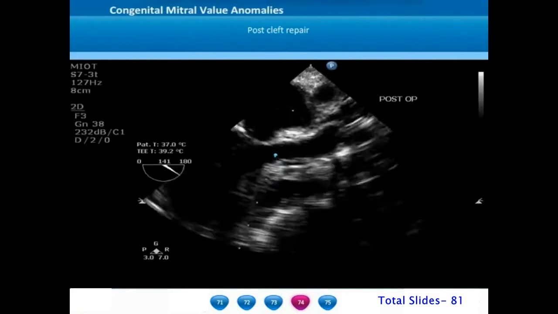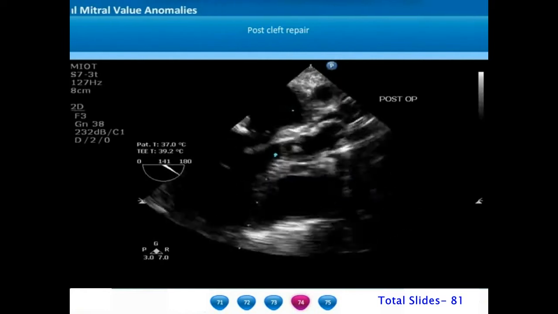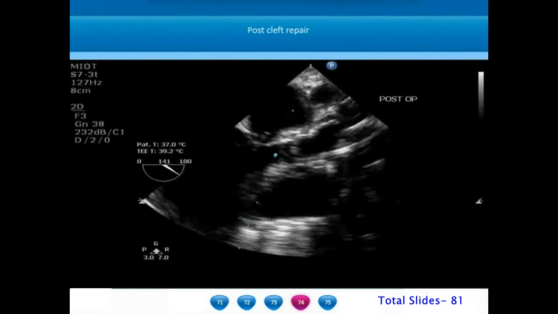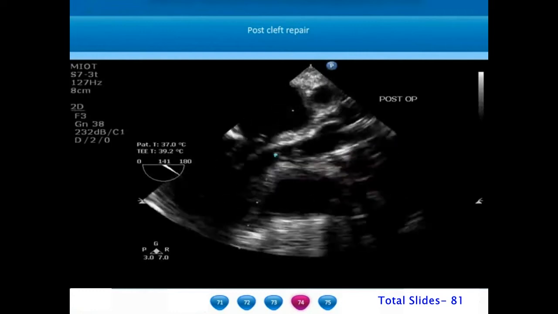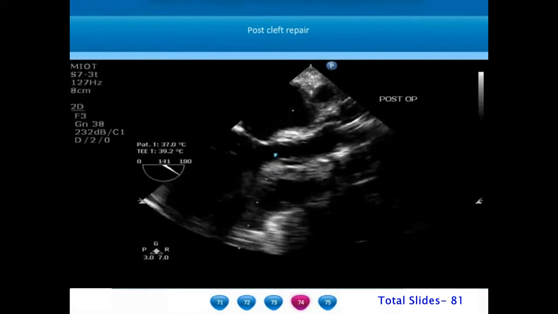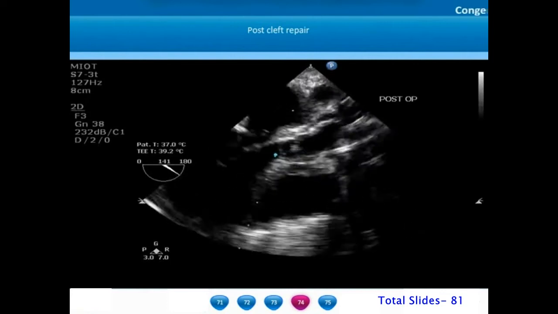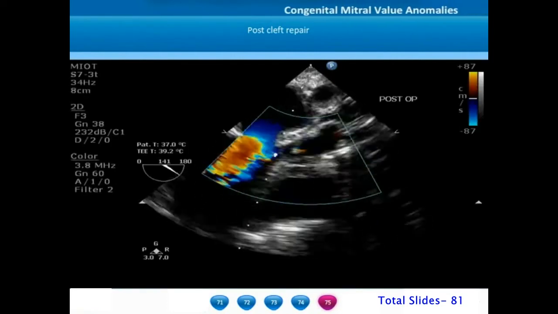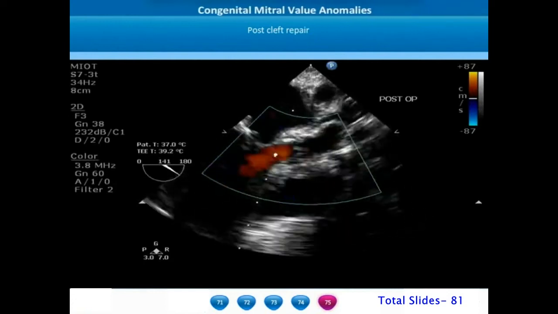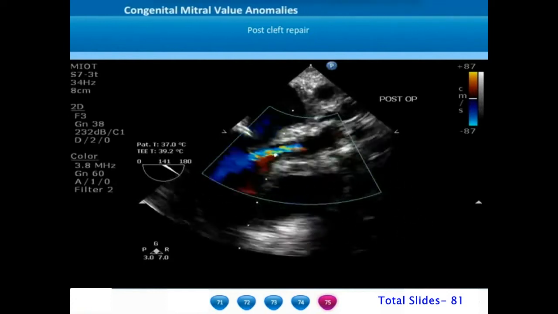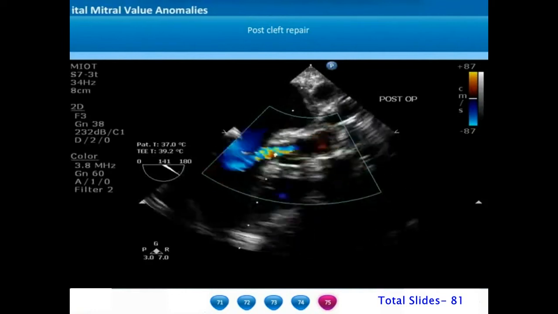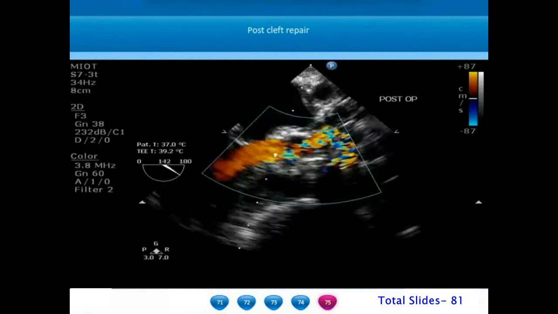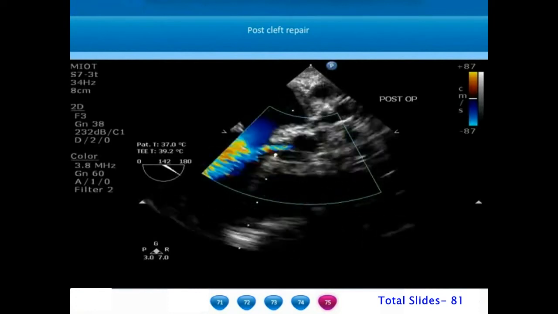We can appreciate that there is no left ventricular outflow tract obstruction in this patient who previously had isolated cleft of the anterior mitral leaflet, resulting in severe left ventricular outflow tract obstruction. The cleft of the anterior mitral leaflet has been repaired with a small pericardial patch and there is no mitral incompetence that is noted. We can see a mild aortic regurgitation in this postoperative echo.